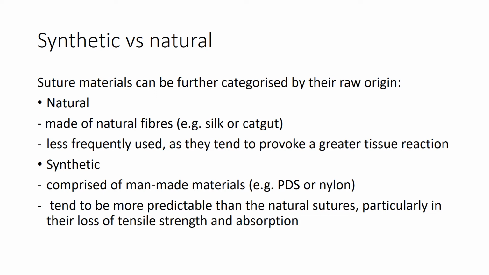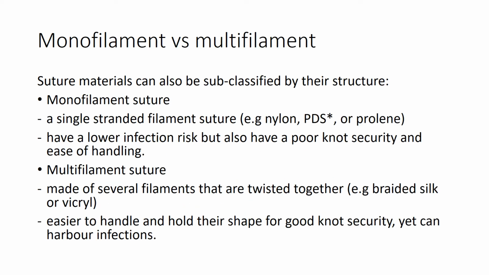Let's look at the synthetic and naturally produced suture material. Natural suture material is made of natural fibers, for example, silk or catgut. This is less frequently used as they tend to provoke a greater tissue reaction. Synthetic suture material comprises man-made material, for example, PDS or nylon. It tends to be more predictable than the natural sutures, particularly in their loss of tensile strength and absorption.